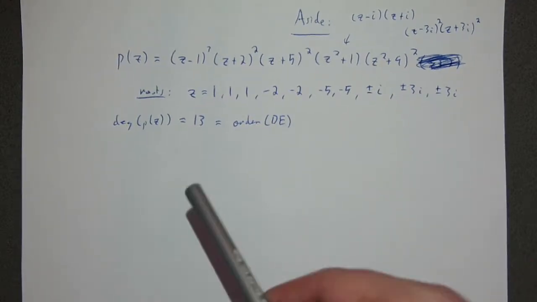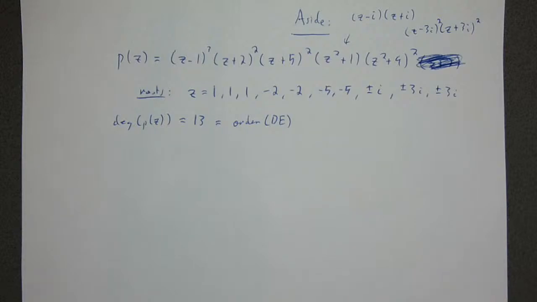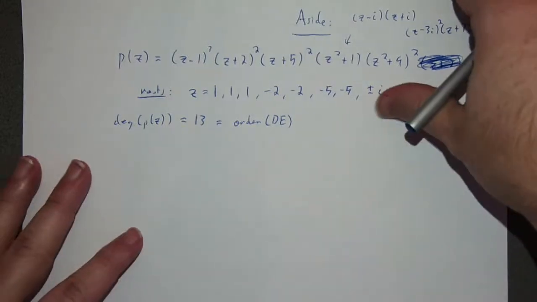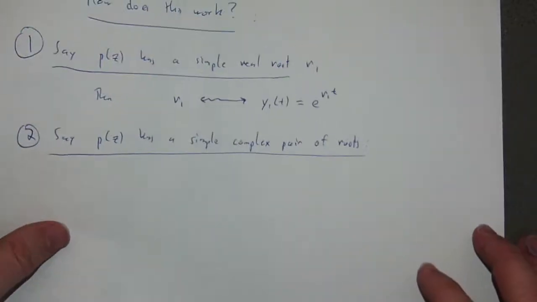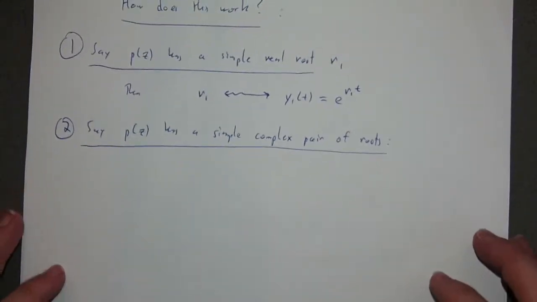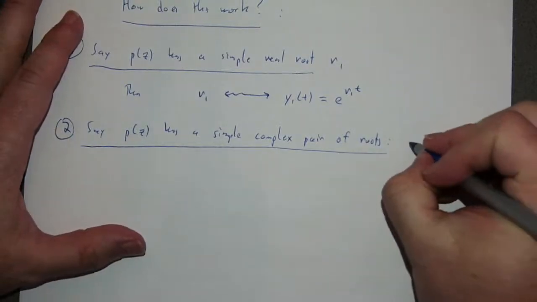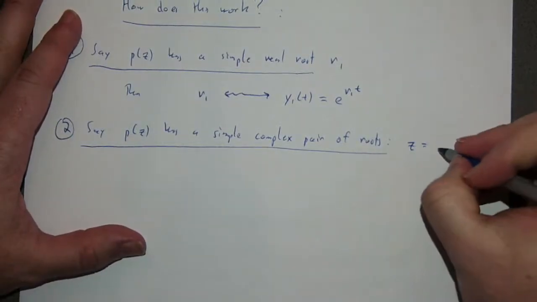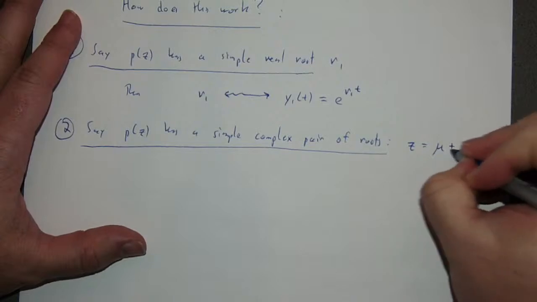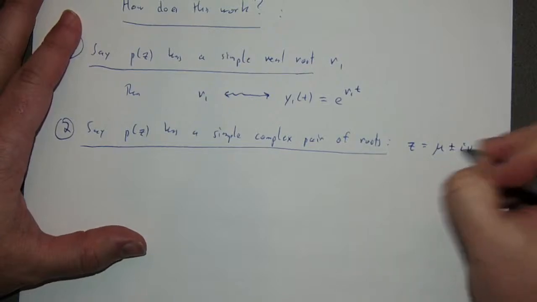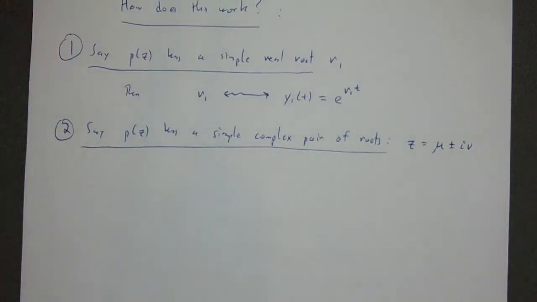So this is how identifying the multiplicity works. Let's go back to my process. Say P of z has a simple complex pair of roots. We'll say that this complex pair of roots is mu plus or minus i nu, so both of those have to be roots of the characteristic polynomial.